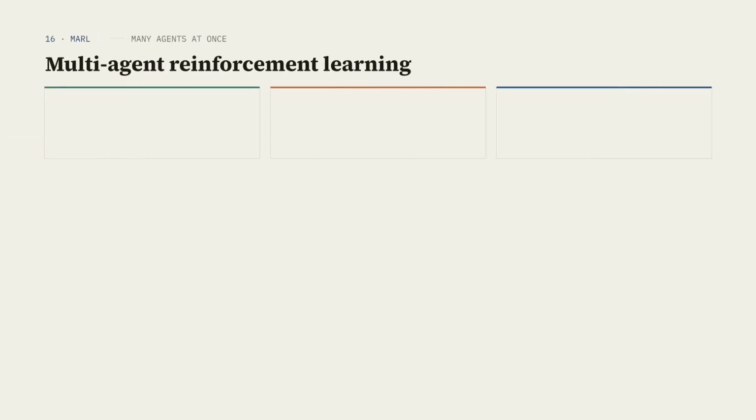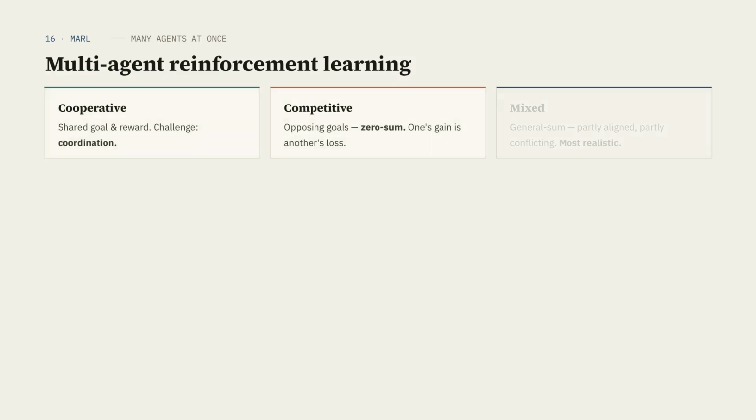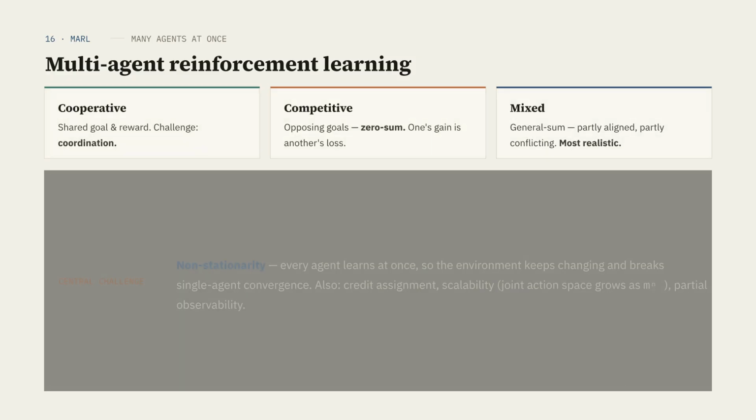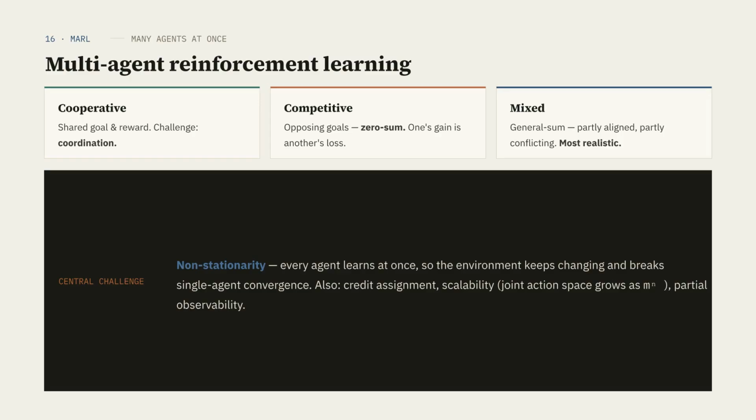Multi-agent reinforcement learning deals with environments where multiple agents learn simultaneously. Interactions can be cooperative, competitive, or mixed. The central challenge here is non-stationarity. Because all agents are adapting at once, the environment from any single agent's perspective is constantly changing, which complicates the standard convergence guarantees found in single-agent learning.